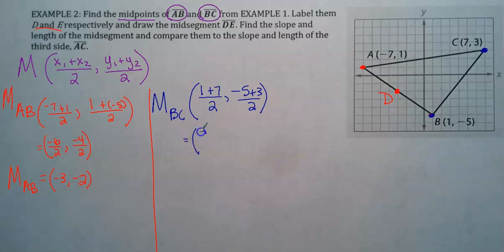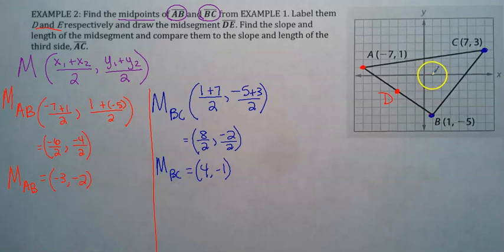1 plus 7 is 8, divided by 2. -5 plus 3 is -2, divided by 2. 8 divided by 2 is 4. Negative 2 divided by 2 is negative 1. So my midpoint of BC is 4, negative 1.